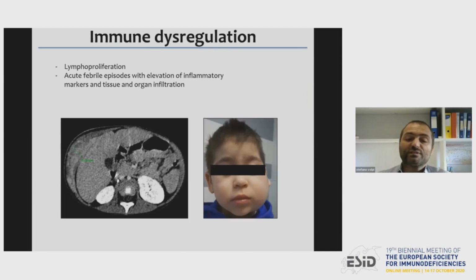Giovanni later in life presented with recurrent flares characterized by inflammation, fever, and enlarged lymph nodes or a pseudotumor. Here you see infiltration of the diaphragm muscle. These flares were very painful, and his overall clinical condition was very bad.